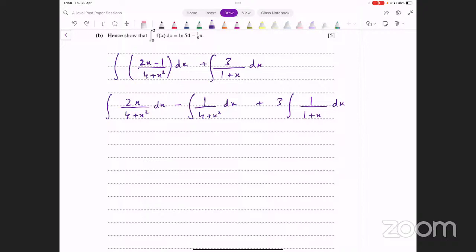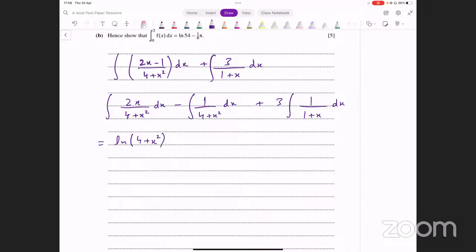First fraction में क्या करेंगे? We have 4 plus x square in the denominator. What's the derivative of that? 2x. We have that in the numerator, so this is the log form already. इसकी integration क्या हो जाएगी? ln of 4 plus x square. Okay, that's the first fraction.